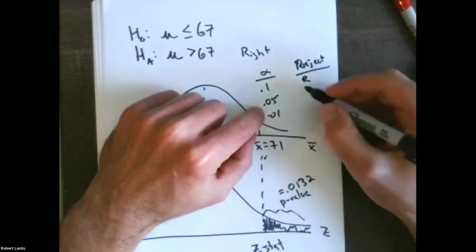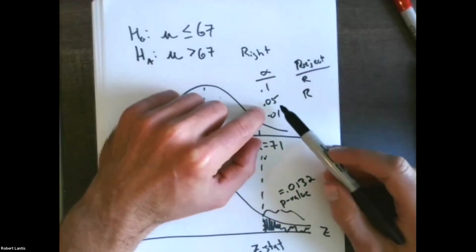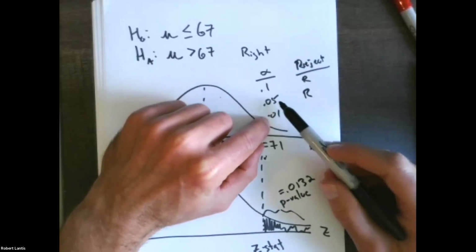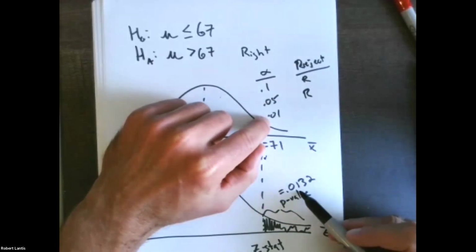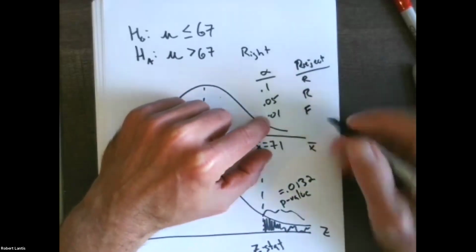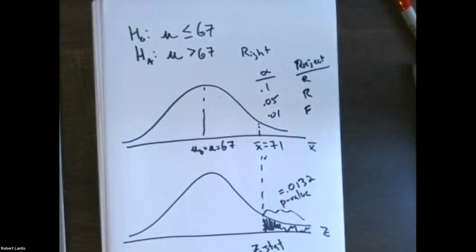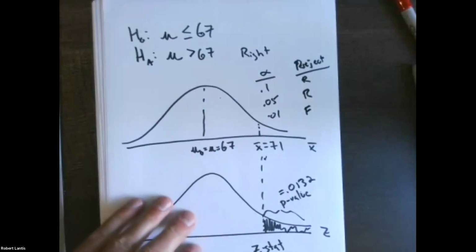Is my p-value less than alpha here? Yes, so I can reject at the 95% confidence or 5% significance level. Is it less than 0.01? Not quite. So I fail to reject the null hypothesis at that 99% confidence or 1% significance level. Okay.